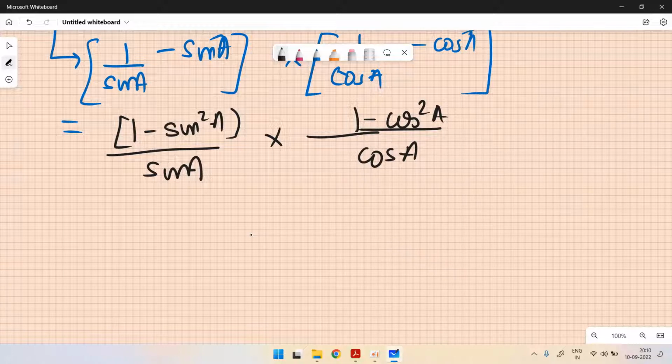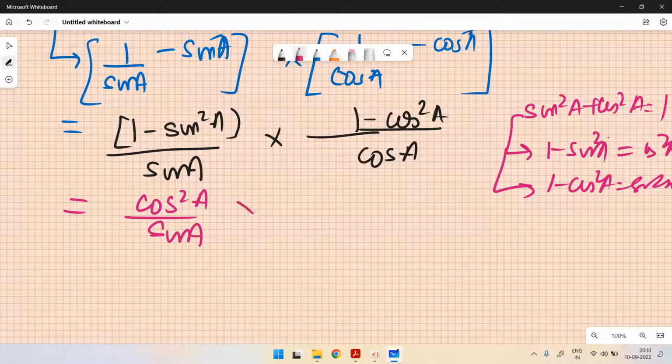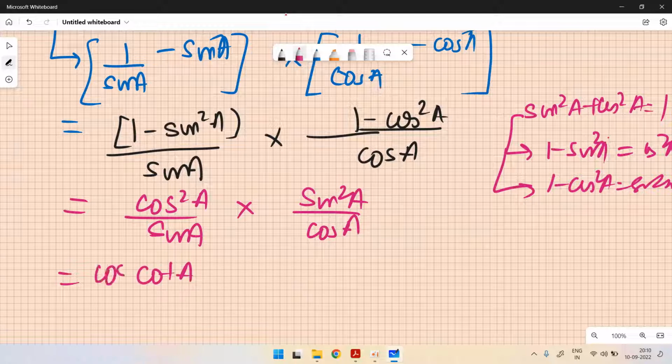Now you know that sine square A plus cos square A equal to 1, and from here 1 minus sine square A equals cos square A, and similarly 1 minus cos square A equals sine square A. So if you substitute this, 1 minus sine square A becomes cos square A by sine A, into 1 minus cos square A, which becomes sine square A by cos A. So ultimately cos by sine is cot A, and sine by cos is tan A.